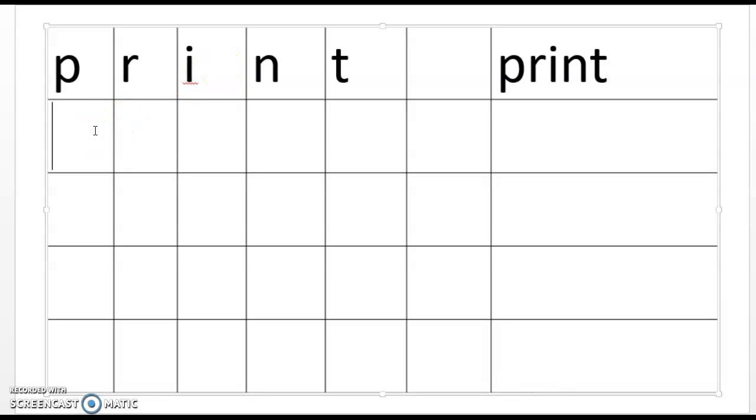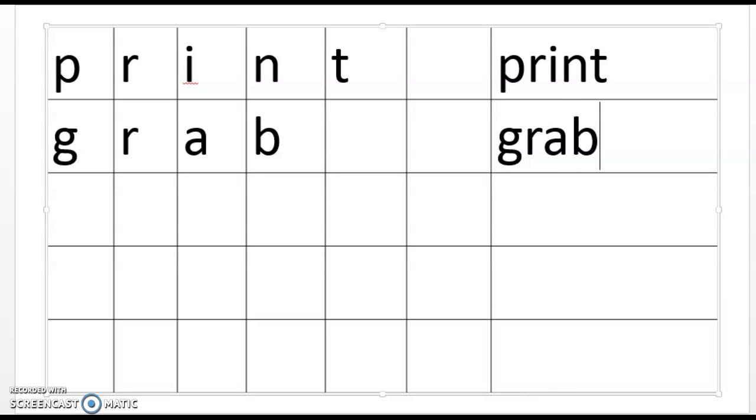Next word, say grab. Tap grab. Grab. There are 4 sounds in grab. Let's write the letters while we say the sounds. G, r, a, b. Spell grab. G-R-A-B. Grab.